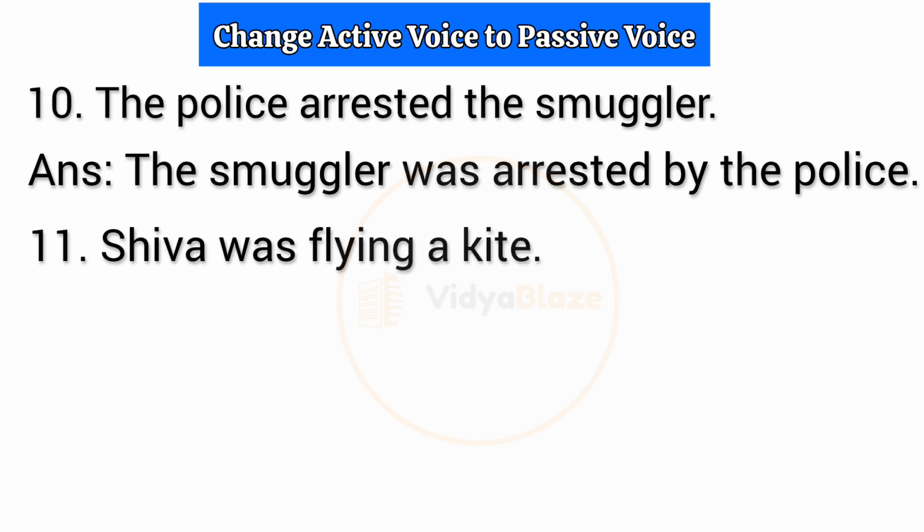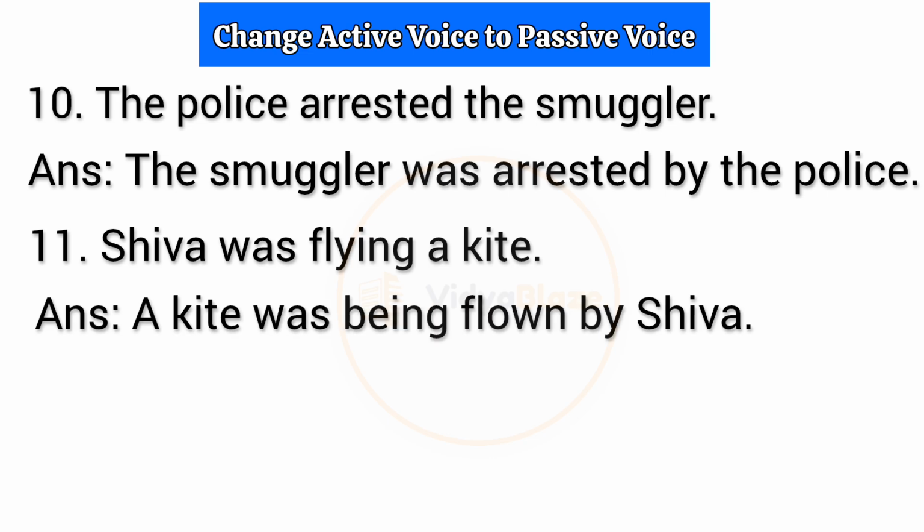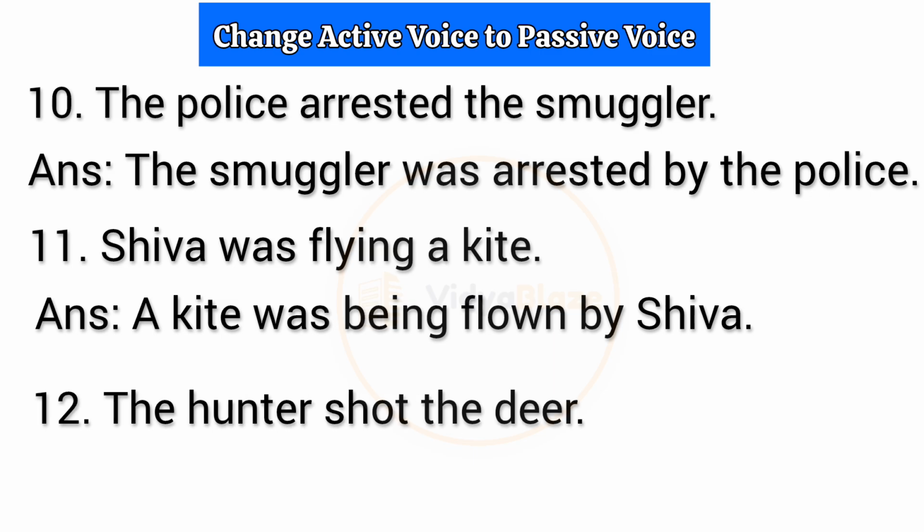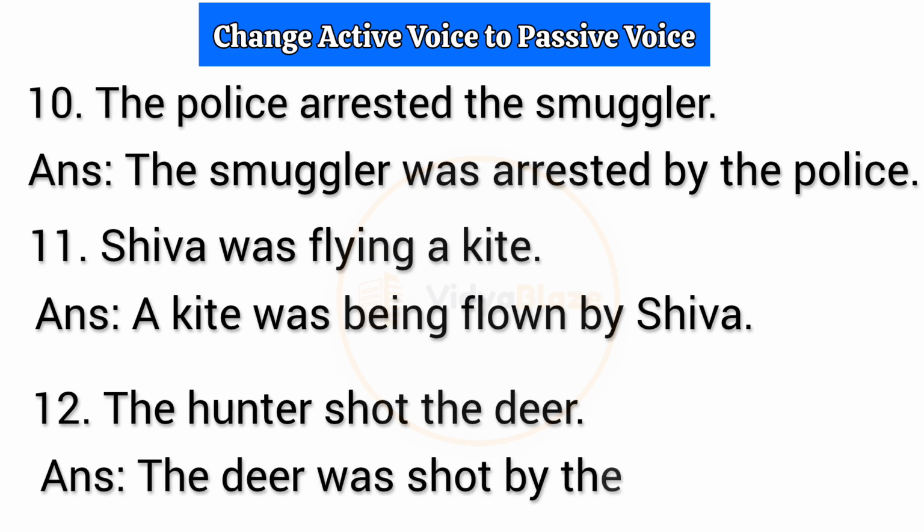11. Shiva was flying a kite. Answer. A kite was being flown by Shiva. Number 12. The hunter shot the deer. The deer was shot by the hunter.